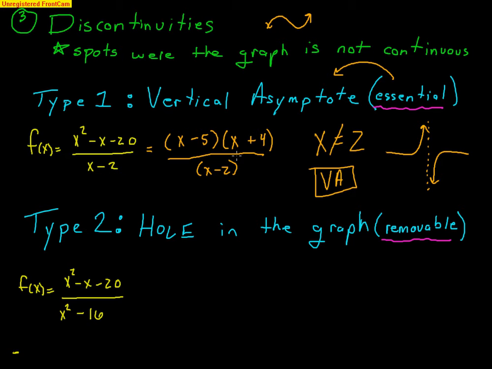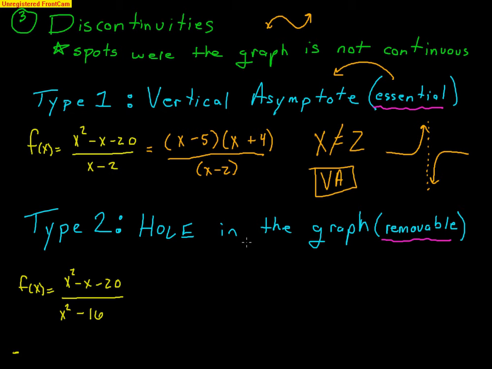I do have two zeros here, 5 and -4. We'll talk about how to graph those a little bit later, but right now we're just talking about the discontinuities. The discontinuity is a vertical asymptote if it makes the denominator 0. Only the denominator 0, like 2 does in this case.